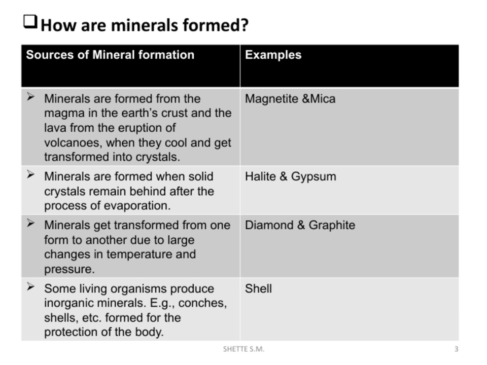Another interesting way minerals change is through large shifts in temperature and pressure. These conditions can cause minerals to transform from one form to another. For example, diamonds and graphite are both made of carbon, but they form under different conditions, leading to very different structures.